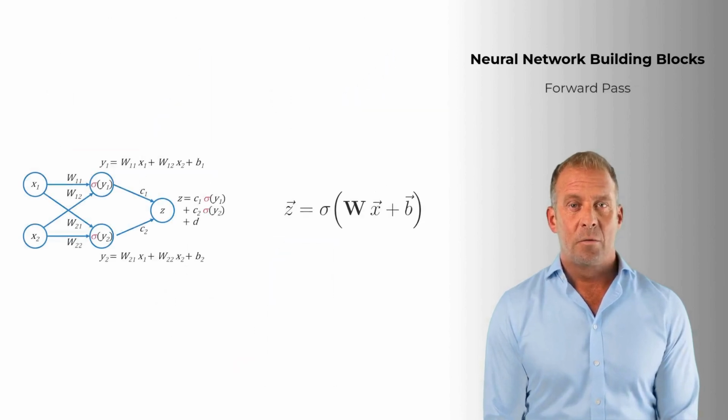Alright, here is the forward pass slogan in one line. Vector z equals sigma of bold w times vector x plus vector b. Every node in every layer does exactly that. Stack enough of them and the network can model jaw-dropping complexity.